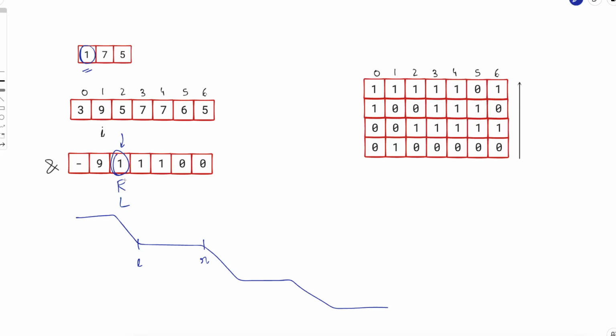That's how you will do binary search. Now, this is something which is easy if you have this AND array with you, right?